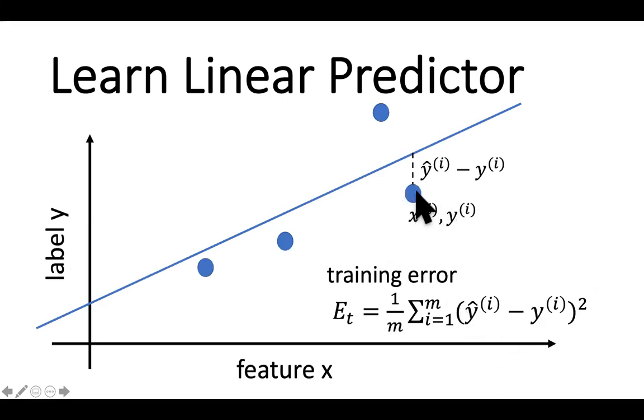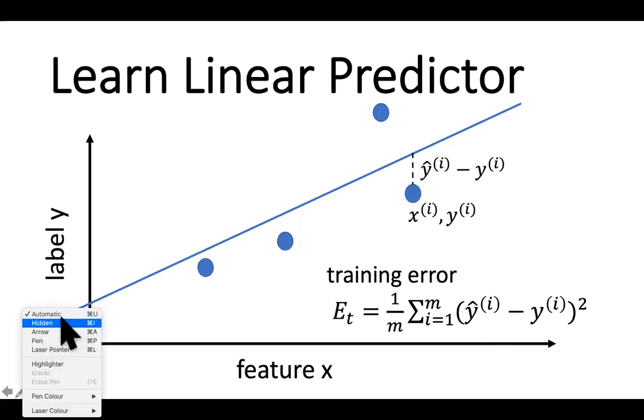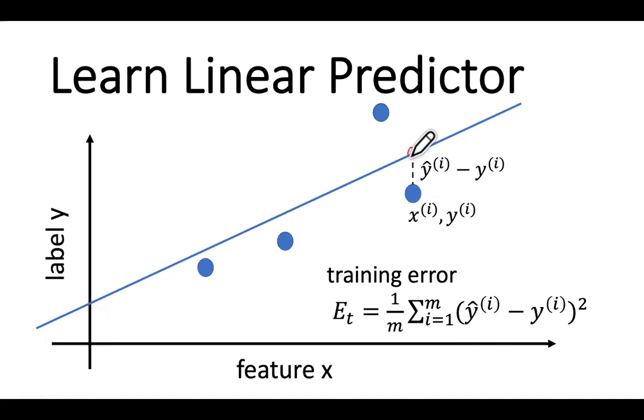So for each data point, we compute the predicted output, or the predicted label. So it's this here for this data point. This is the predicted label, but the true label is here on the y-axis. So there's a difference. This is a prediction error. And the squared error loss uses the square of this prediction error to measure the quality of a hypothesis.